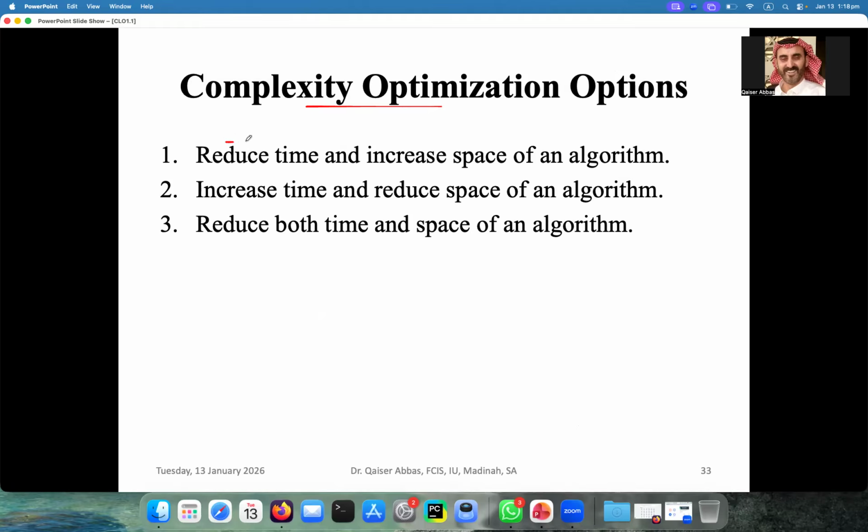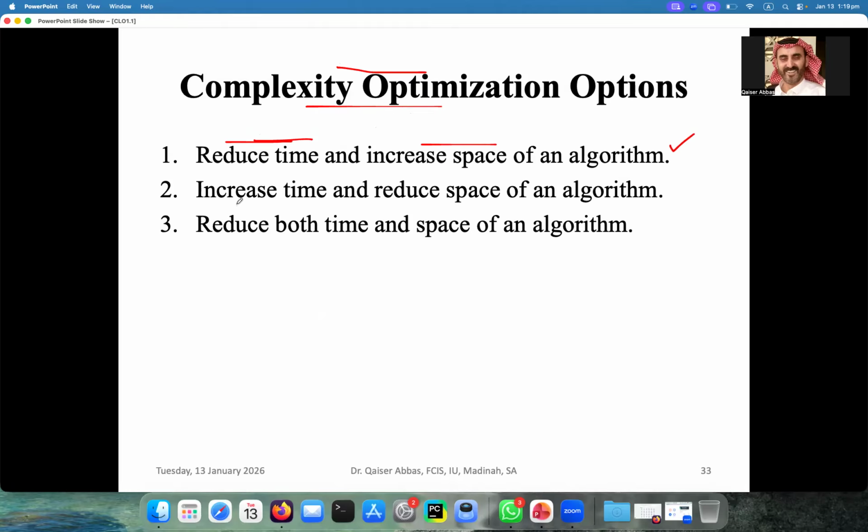Number one, if you reduce the running time of the algorithm, and when you are reducing it, the space of the algorithm is increased. I don't want to increase the space, but if space is increased and time is decreased, that is also an option for optimization of the complexity. That is also good, okay? At least you reduce the time of the algorithm. Space is increased, no issue, but you reduce the time.